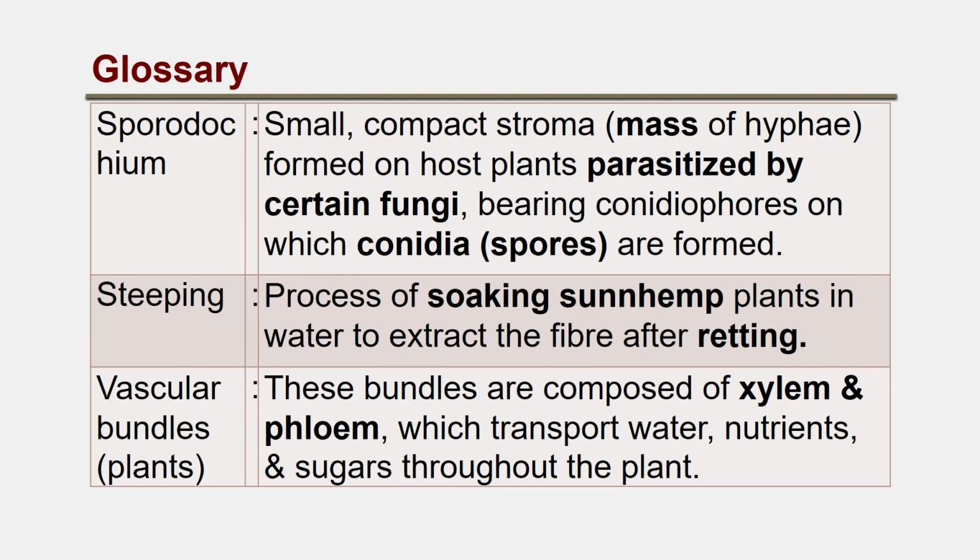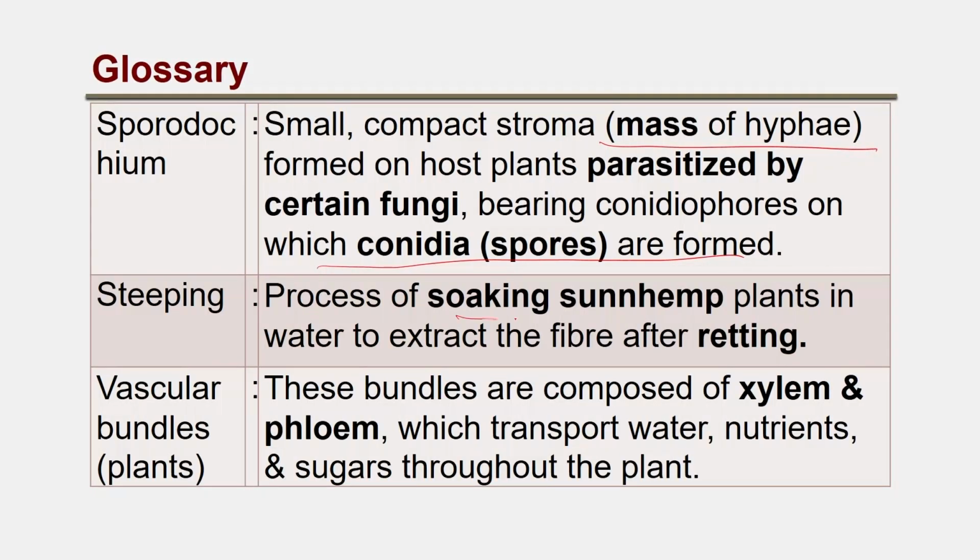Sporodochium: a small compact stroma which is a mass of hyphae formed on host plants parasitized by certain fungi, bearing conidiophores on which conidia are formed. So, conidia are a kind of spores. They are borne on conidiophores. Steeping: the process of soaking sannhemp plants in water to extract the fiber after retting. So, steeping.